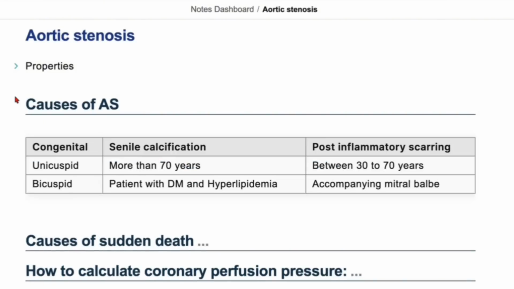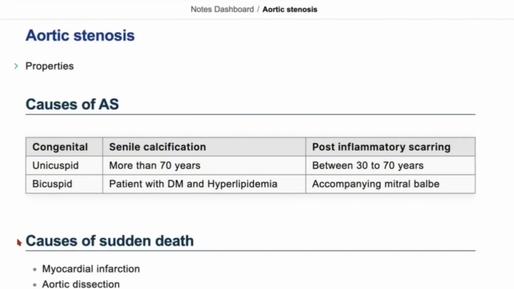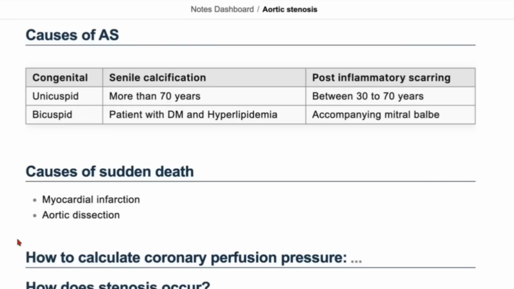What are the causes of sudden death in this condition? That would be aortic dissection and myocardial infarction. And how would you calculate coronary perfusion pressure? So this is calculated by aortic diastolic pressure minus the left ventricular end-diastolic pressure.